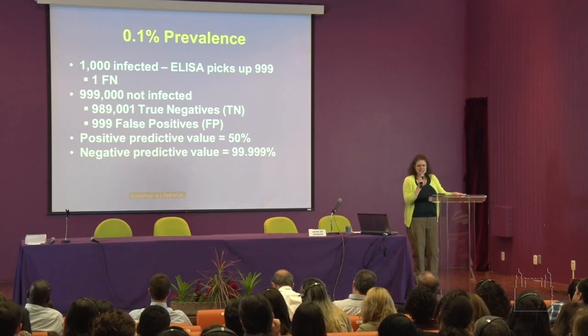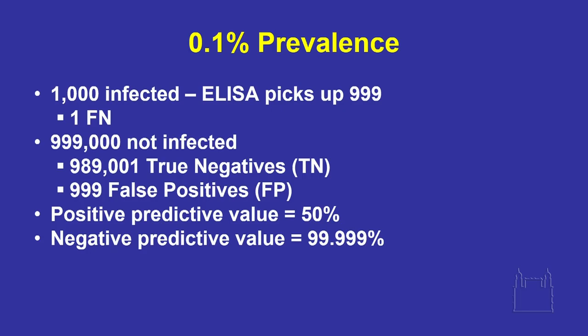So if I see a negative test, the negative predictive value is actually very, very good. If you are negative, you are negative for HIV. You know, I'm almost 100% certain of that. But if you're positive on this test, well, it's a 50-50 chance that you are.